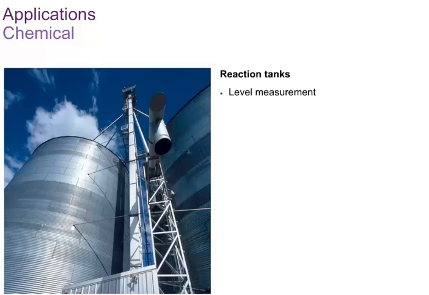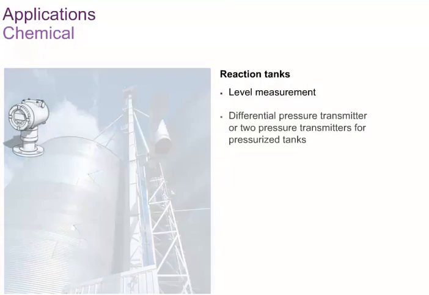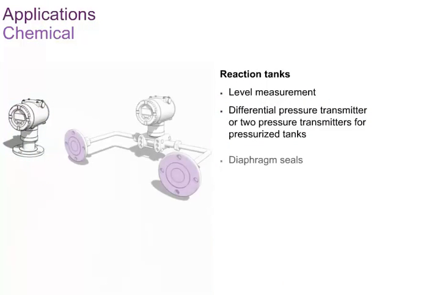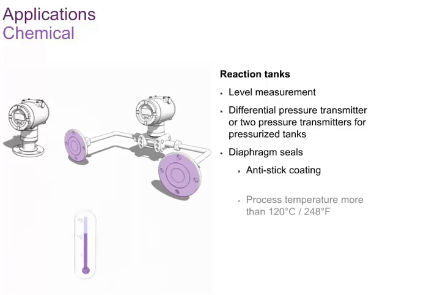In the chemical industry, level measurement in tanks is an important application. Sometimes the tanks are pressurized, for example reaction tanks, where it is then necessary to use a differential pressure transmitter for measurement, preferably with diaphragm seals for easy installation. Depending on the measured medium, an anti-stick coating on the seal diaphragm could be necessary.